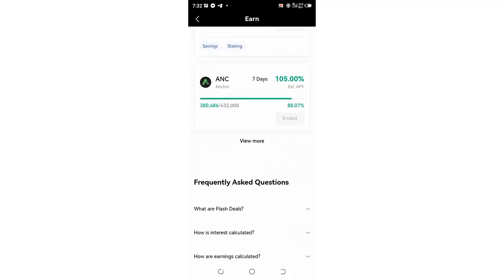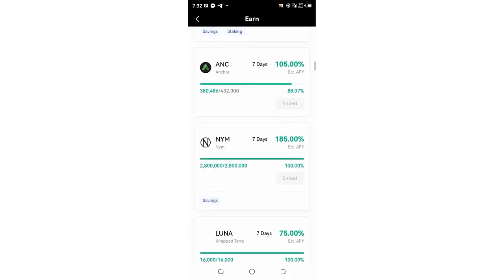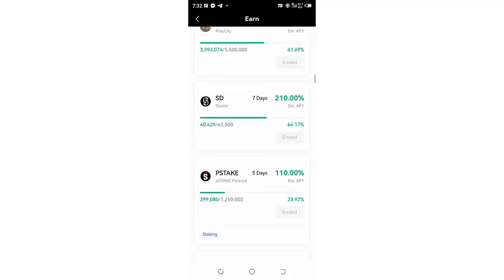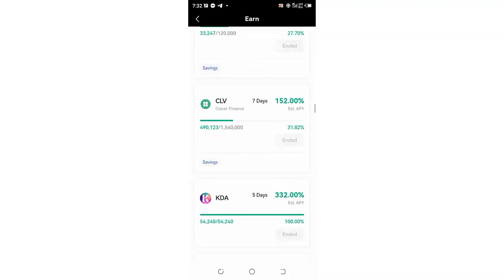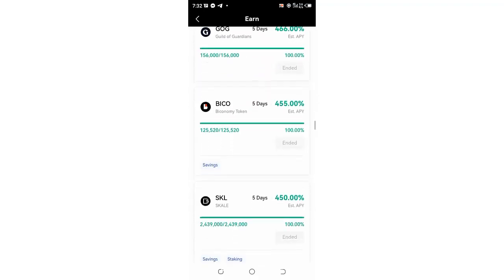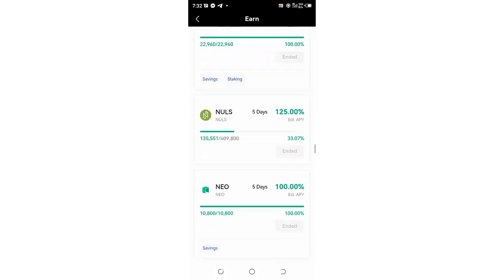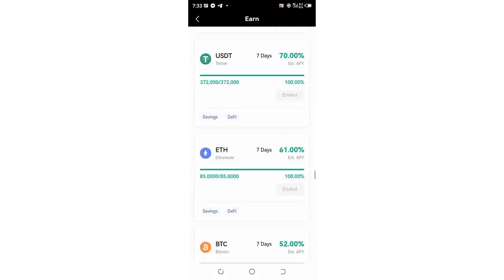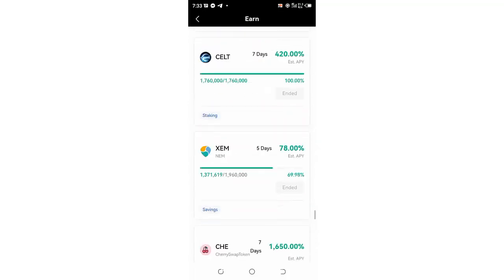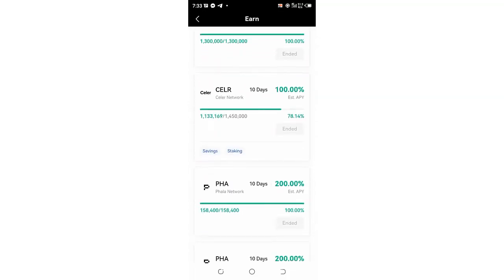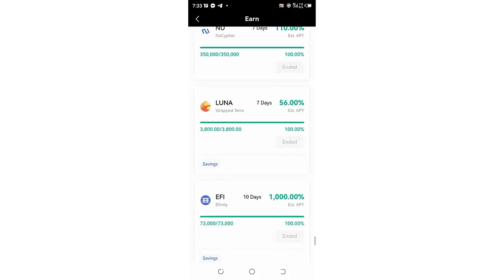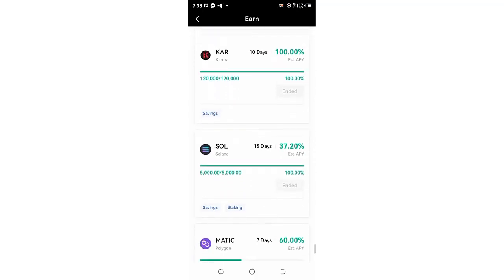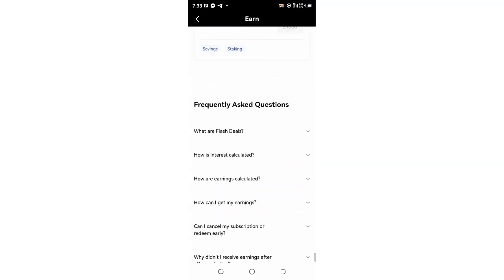So if you click on view more, you will find other flash deals, and if there's any ongoing that is available, you can take it. So what you are going to be doing is to have money in your wallet so that whenever these flash deals come up, you can take advantage of them, and you can see the number of people participating in these flash deals. So if you have the capital, a single flash deal can be a game changer for you.